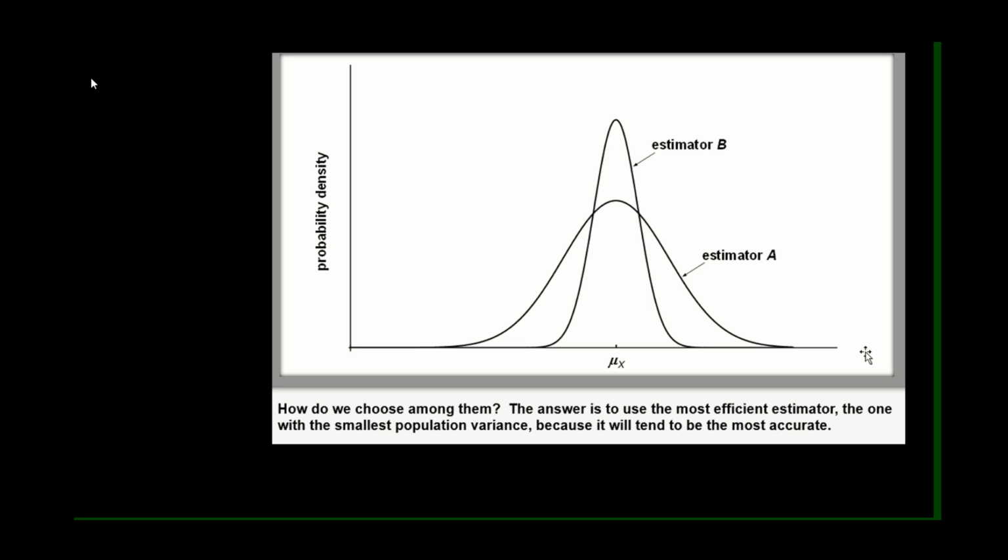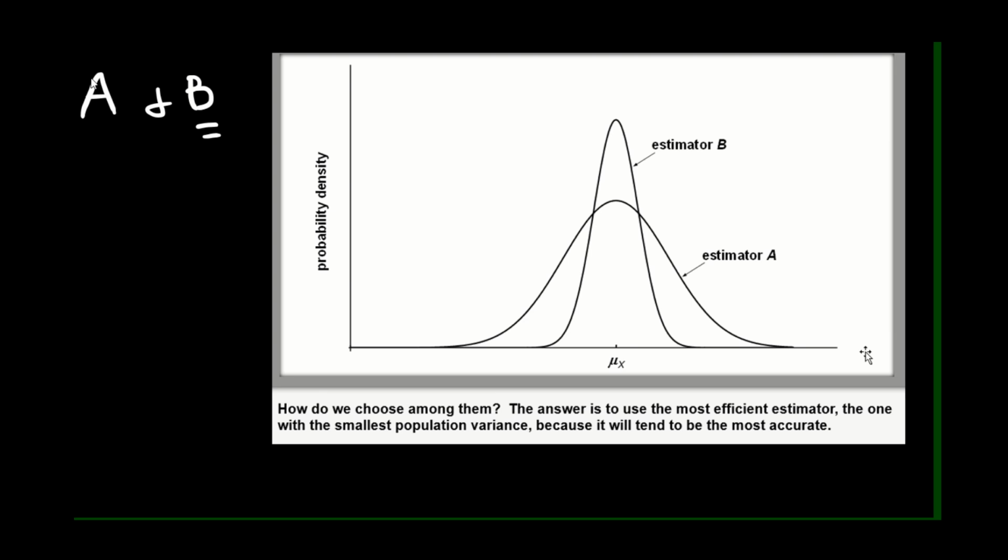Hey guys, in the previous recording, we have already considered a situation where we have two estimators. Both of these estimators are unbiased. So in order to choose between them, the criterion that we used was to compare their variances, because the most efficient estimator is going to be the one with the smallest population variance. So we preferred estimator B over estimator A because it has lesser variance.